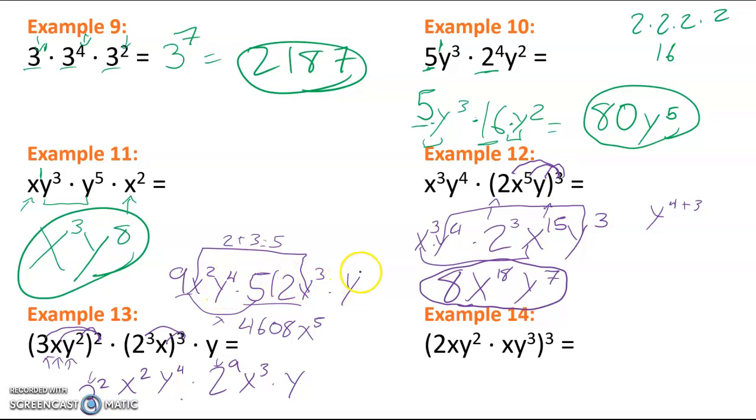y to the 4th times y, which is y to the 1st power, turns into y to the 5th, because all I'm doing is adding 4 plus that 1 to get the new exponent there. All right, and this is my final answer. Just make sure I circled that there.